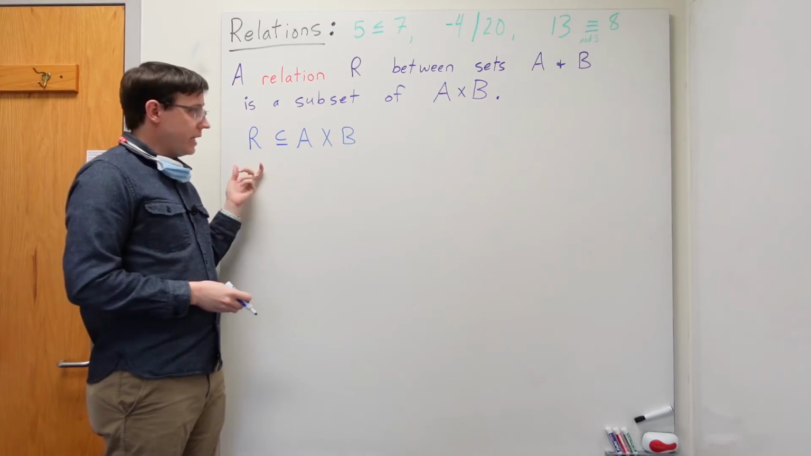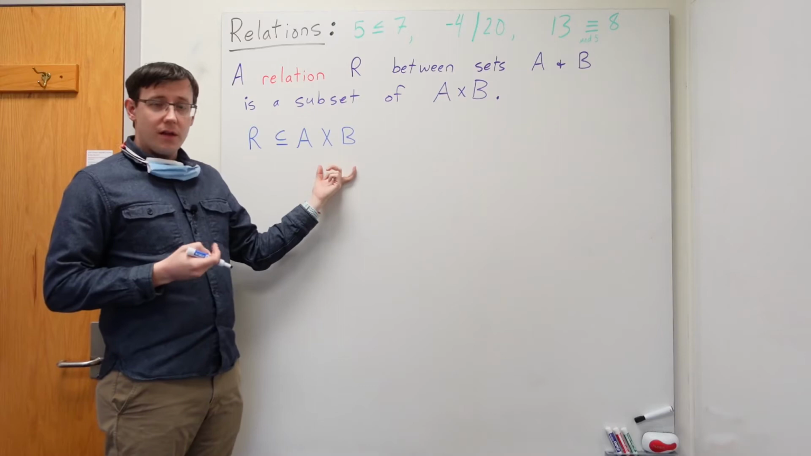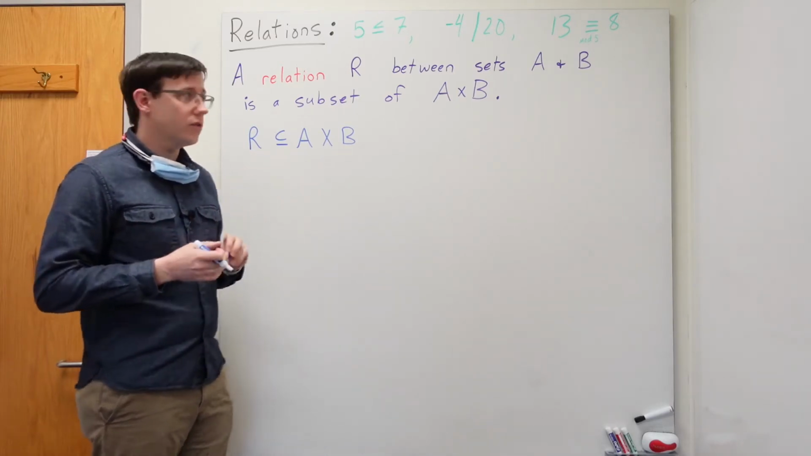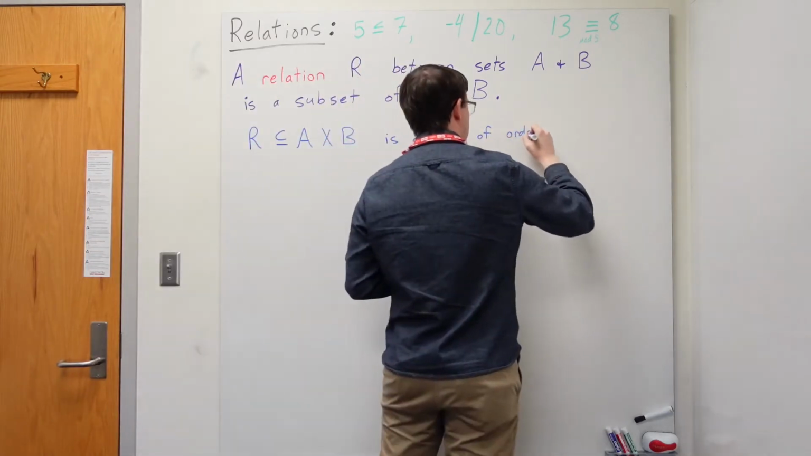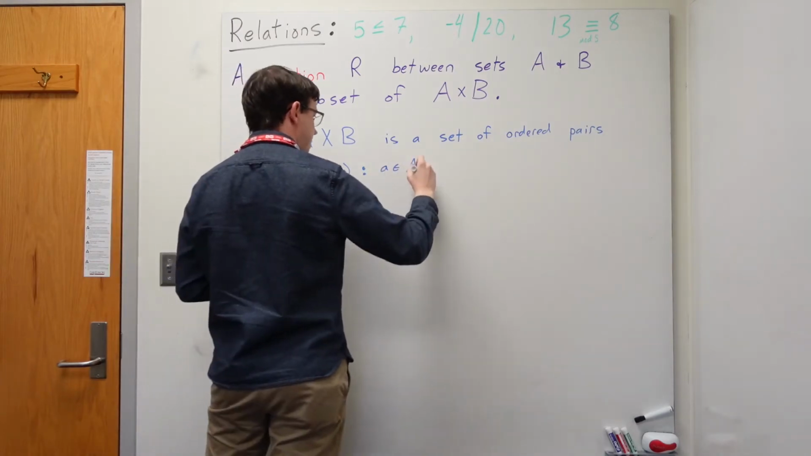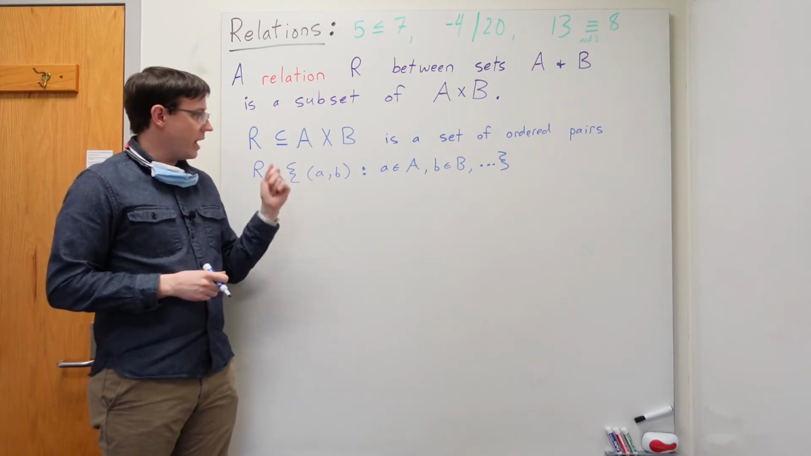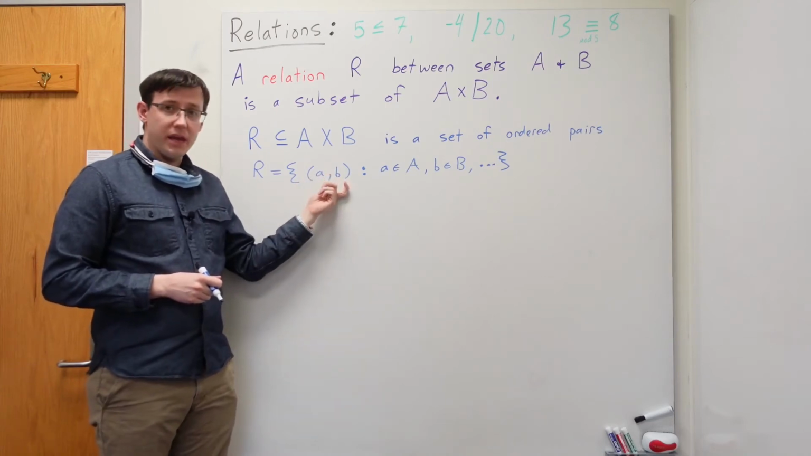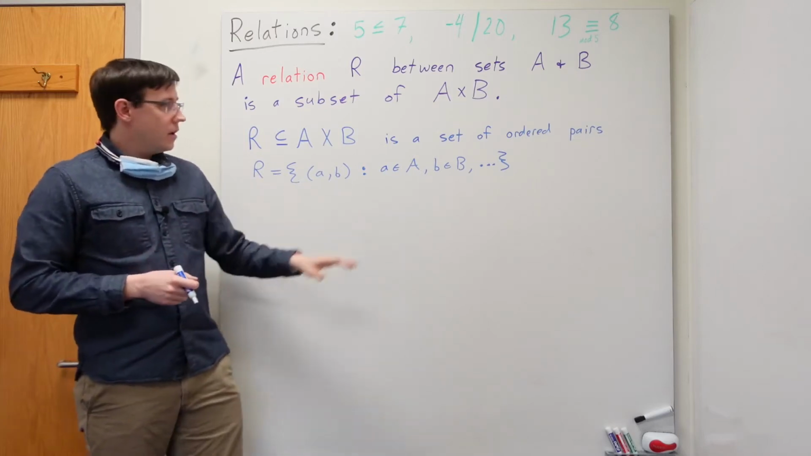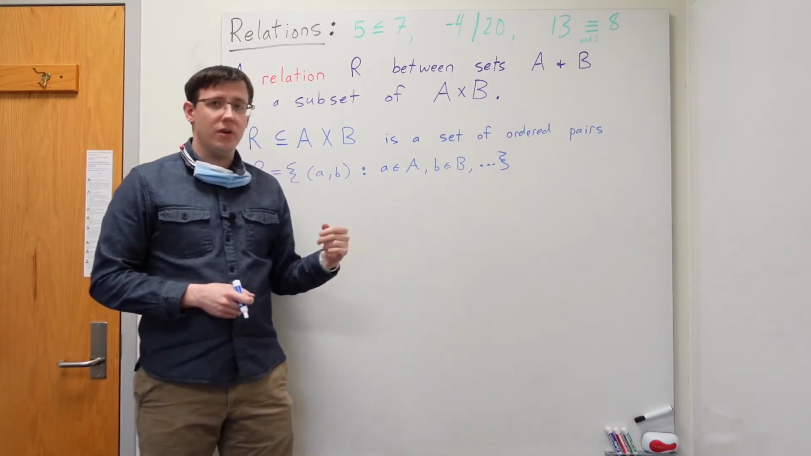And since the relation is a subset of the Cartesian product of these two sets, the relation itself is a set of ordered pairs. All of these ordered pairs consist of an element of set A and an element of set B that are related by relation R, and so R will be some of the possible ordered pairs of this form.